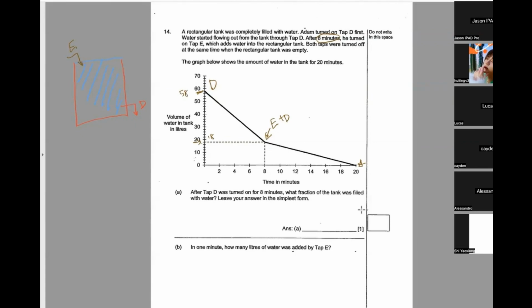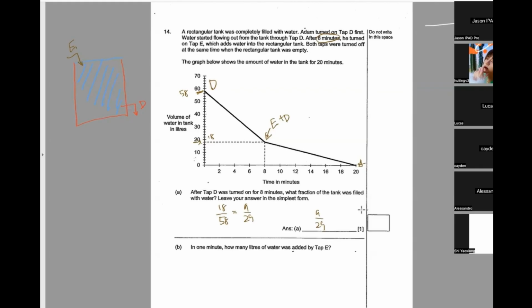So after 8 minutes, the water level reached 18, and it was originally 58. So what fraction of the tank was filled with water? It's 18 divided by 58, 9/29. So that's the fraction. I'm going to use my right side to write, so on the right side I'm going to do it here.